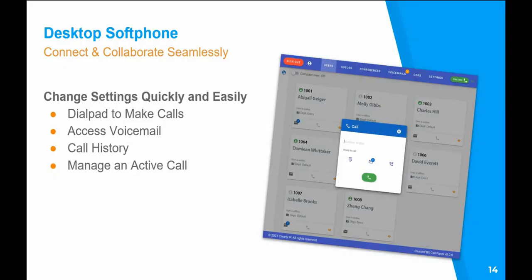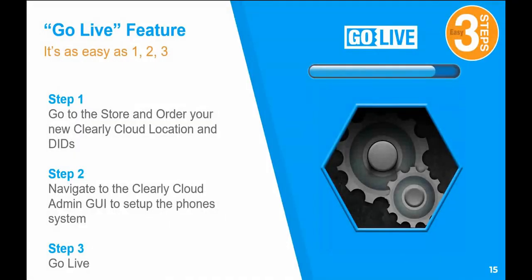Lastly, there is a phone portion. There's a thin soft phone, all web-based, just like the call panel is. You can manage multiple calls at a time, place calls on hold, transfer calls, conference calls, and even mute those calls. So ordering and firing up your Clearly Cloud system is super easy for customers and partners alike.